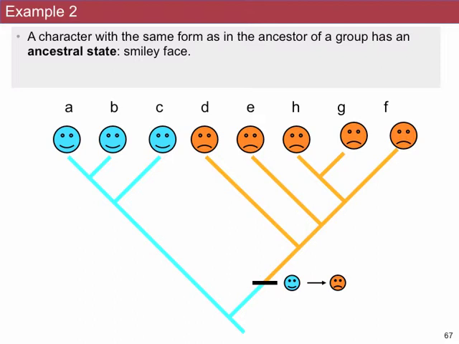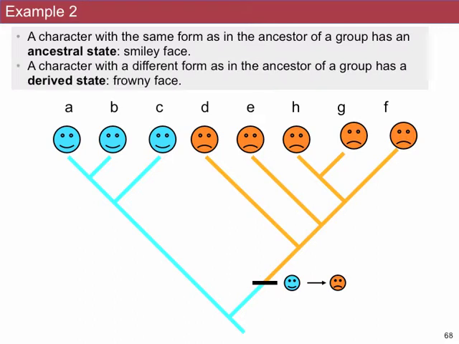And then if there's a change in the state in any of the lineages that come out of that common ancestor, they have what's known as a derived state. So the frowny face here is the derived state for that group. And again, I'm going through all these things at a relatively slow pace because we're going to be launching into and talking about all these things for the rest of the class, and you really have to understand what these mean.